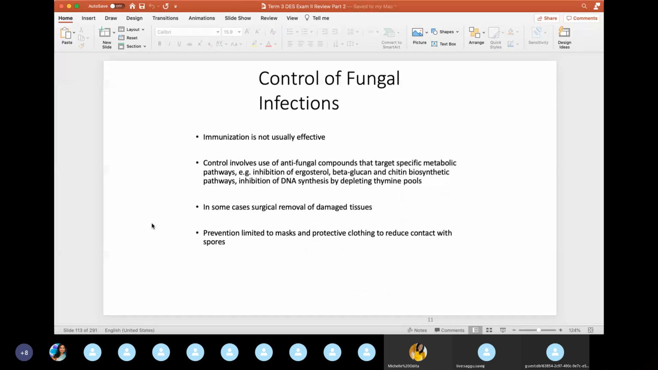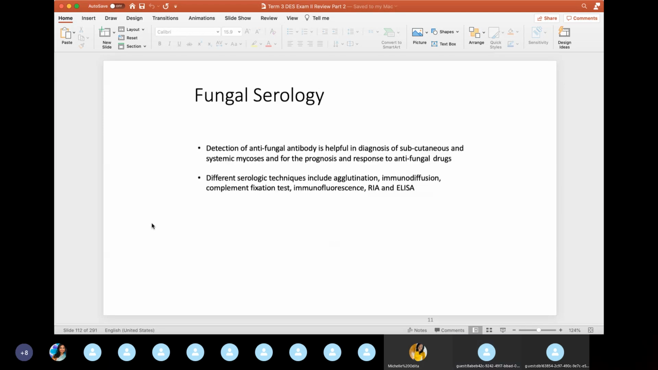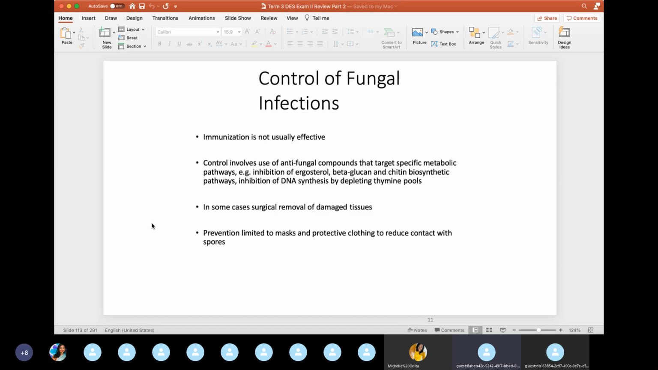For testing fungal serology, you can do ELISA. Can you give vaccinations for fungal infections? Yes or no? No, of course not. It's like giving antibiotics to someone who has a viral infection. It doesn't work. Okay. All right.